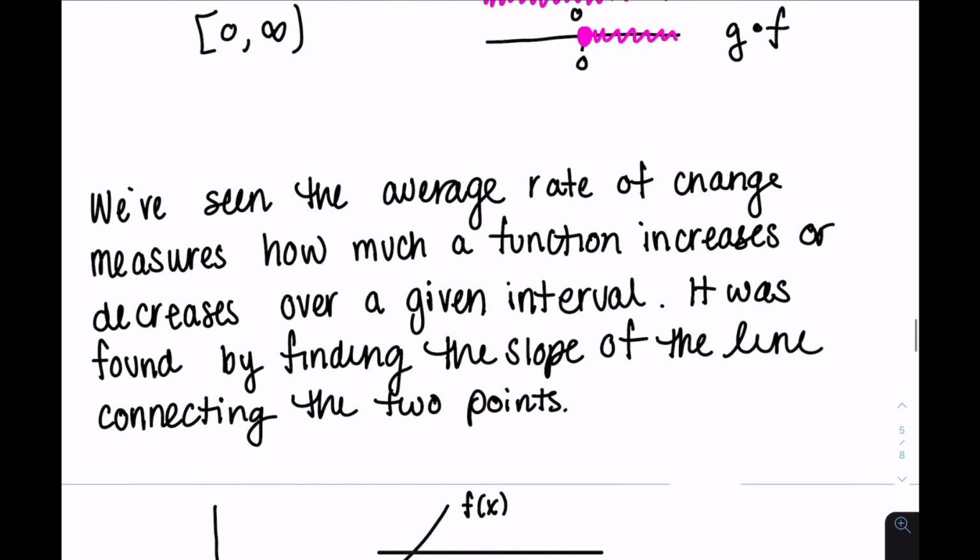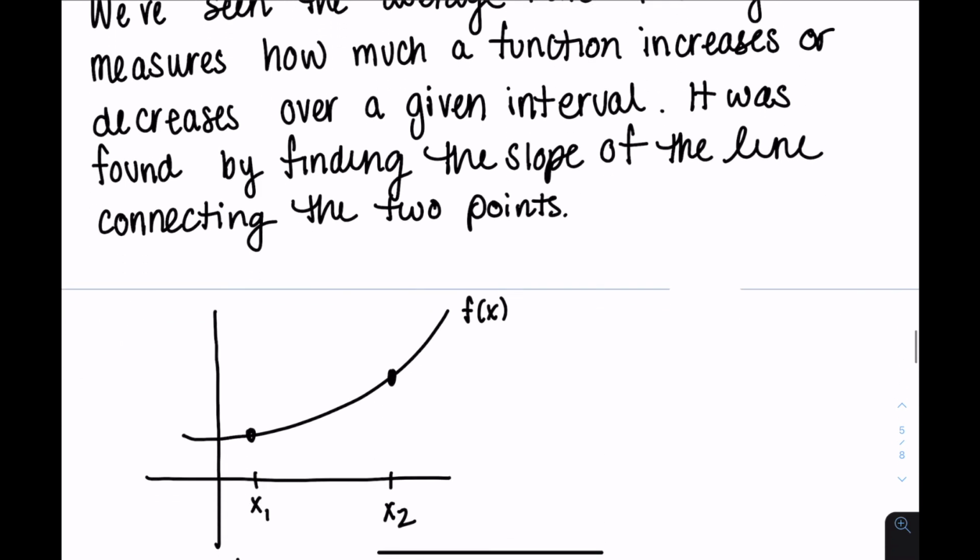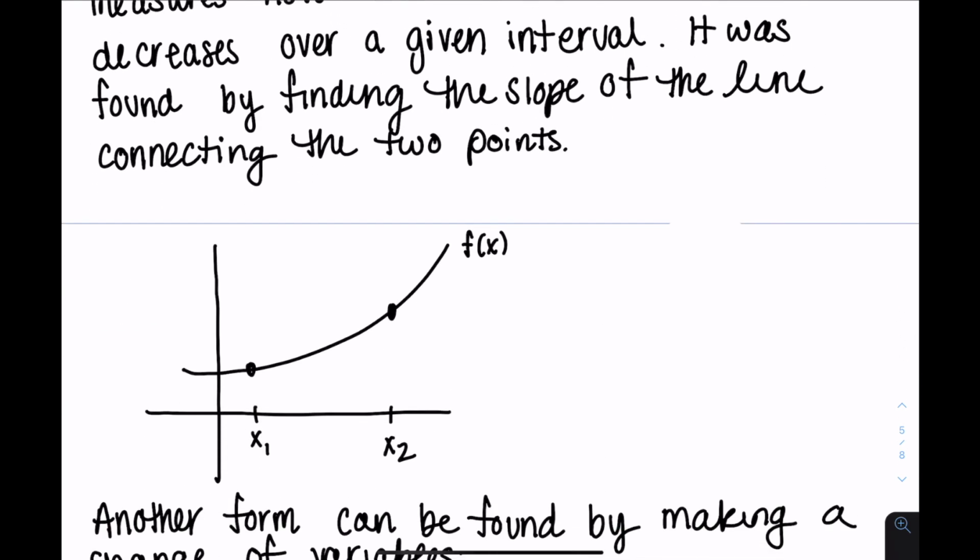So the last thing we're going to go through with these operations with functions is dealing with that average rate of change. We've seen how the average rate of change measures how much a function increases or decreases over a given interval. We found it by finding the slope of the line that connects those 2 points. So pretty much if you have this function f of x and you're looking for the average rate of change over this interval, you can look at the line that connects these 2 points. And you might hear this called a secant line.